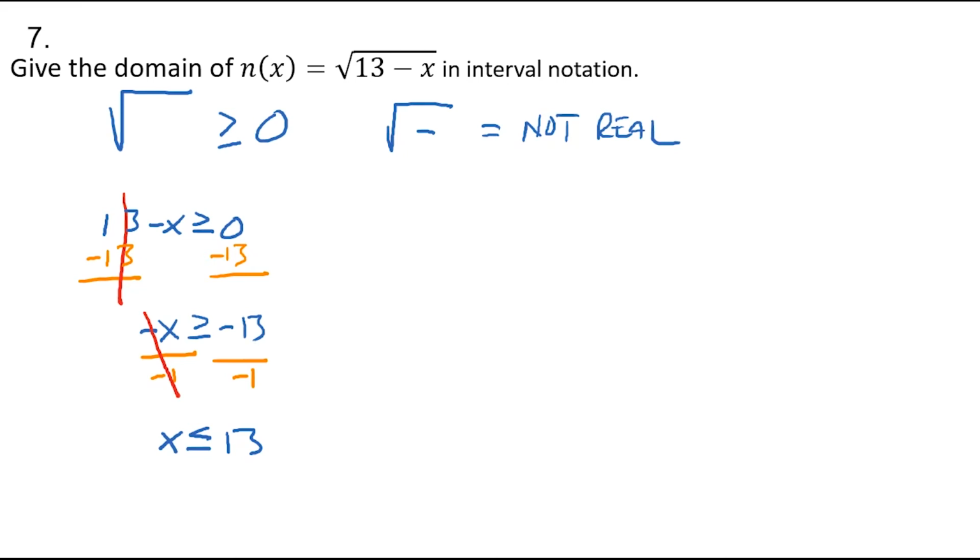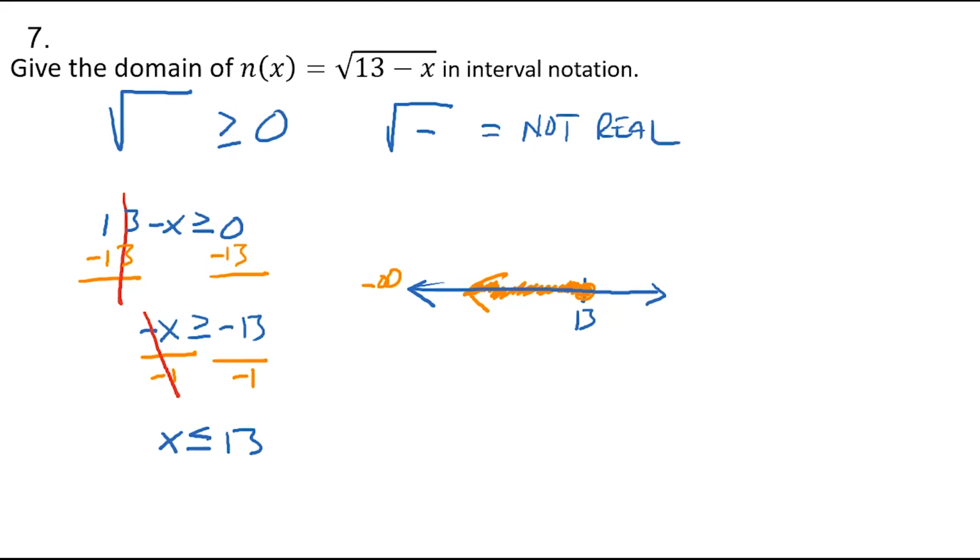So what that looks like on a graph: let's say we take a number line and mark off 13. Since it's less than or equal to, we would have a solid circle here, and everything below it we would include in our domain, all the way down to negative infinity.